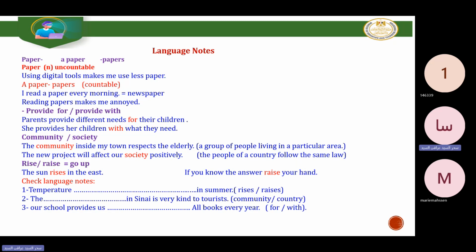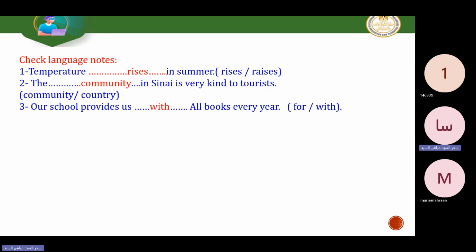Okay, let's check our answers. Temperature rises in summer. Of course, we don't have an object here, so rises. Number 2, the community in Sinai, the people who live in Sinai, is very kind to tourists. Number 3, our school provides us with all books every year.